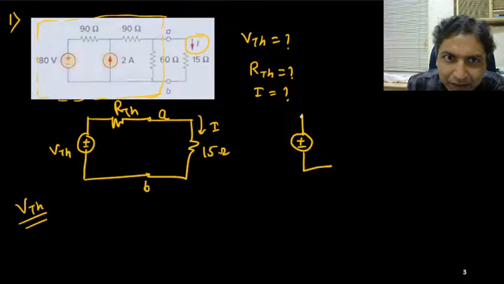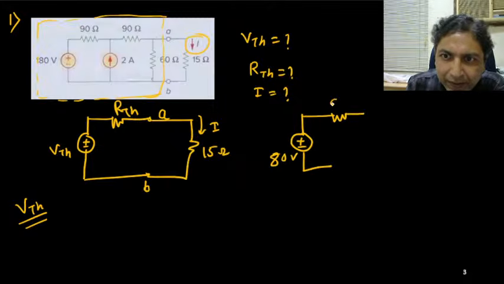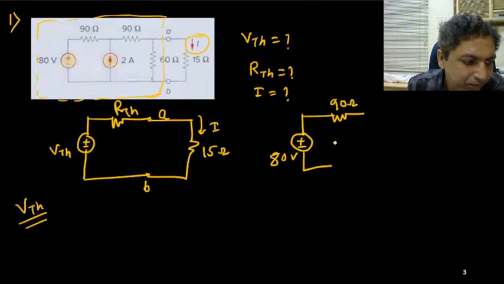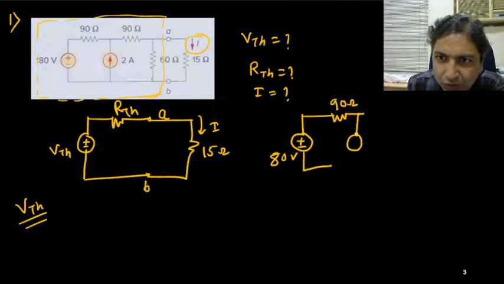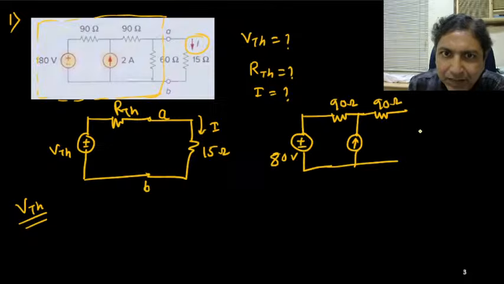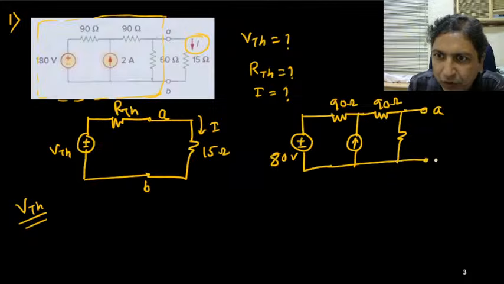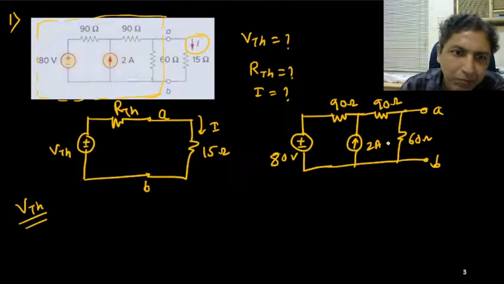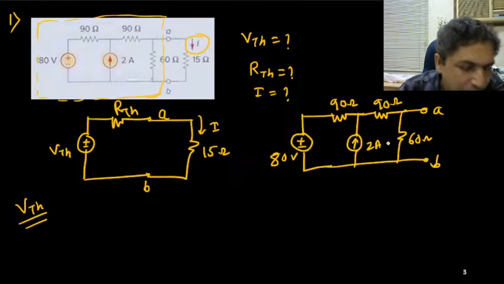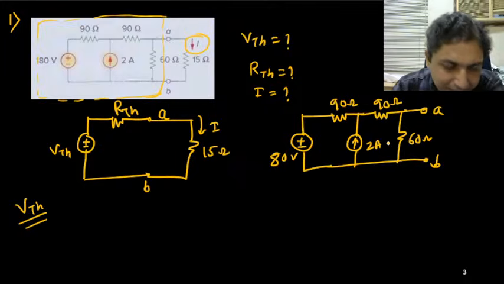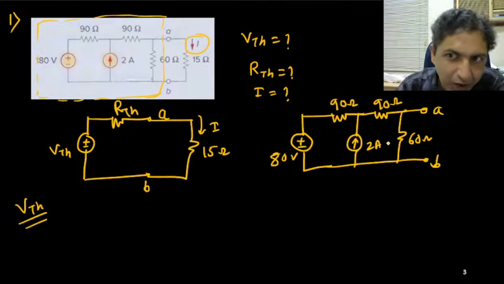This is your 80 volt. Then 90 ohm is connected here. Then there is a current source. Then 90 ohm again connected here. Then it is 60. This is node A, this is node B, this is your 60 ohm, and this one is 2 ampere. So can you find VTH? Anyone? And how to solve it?